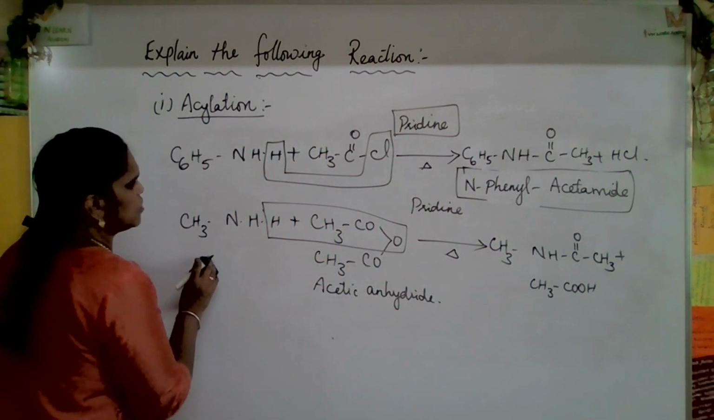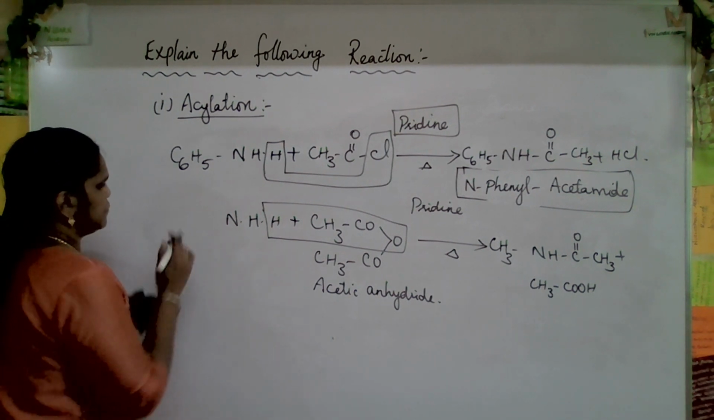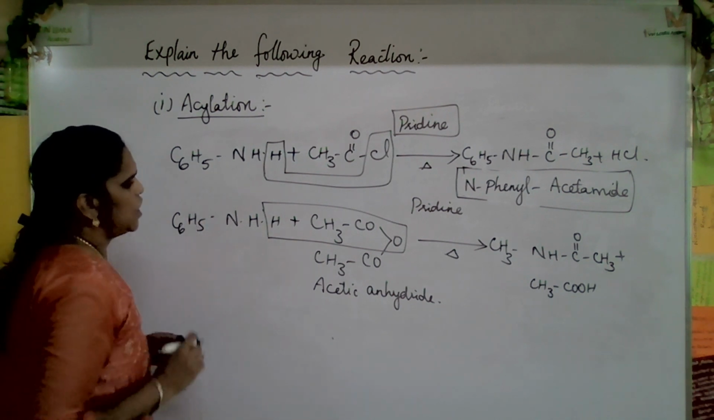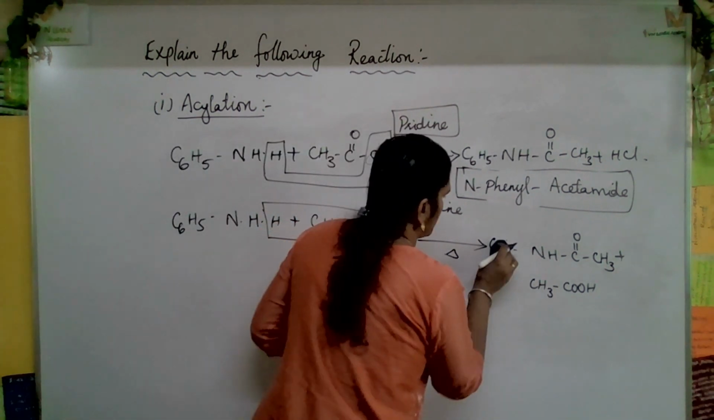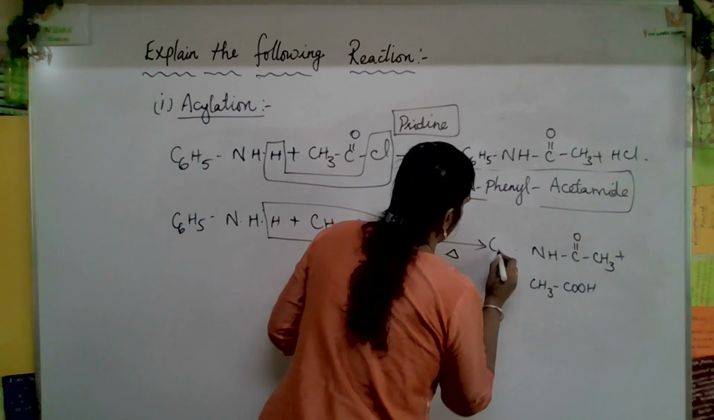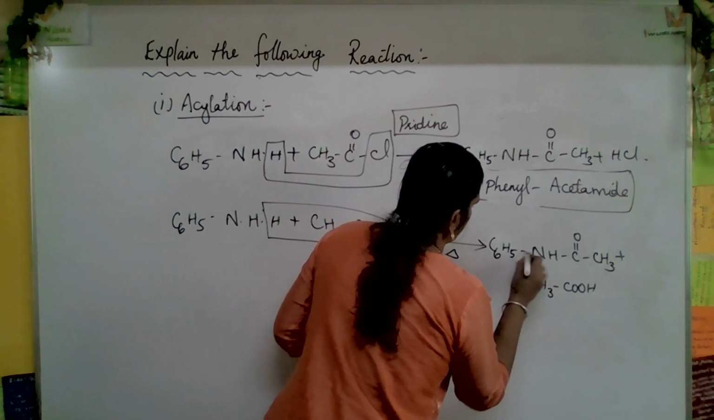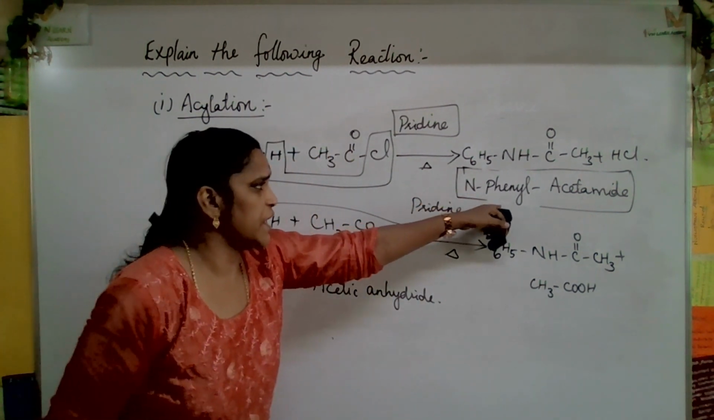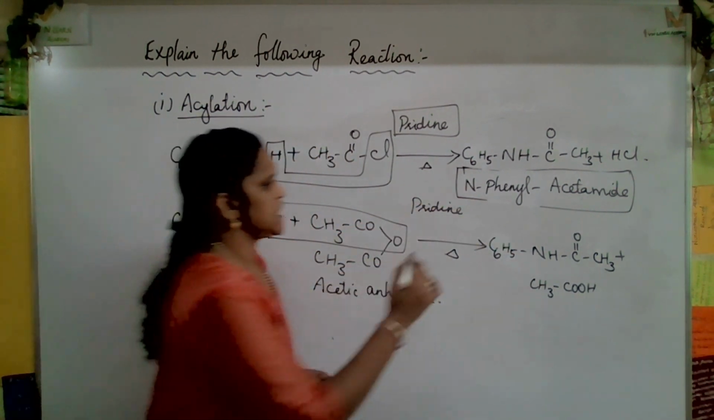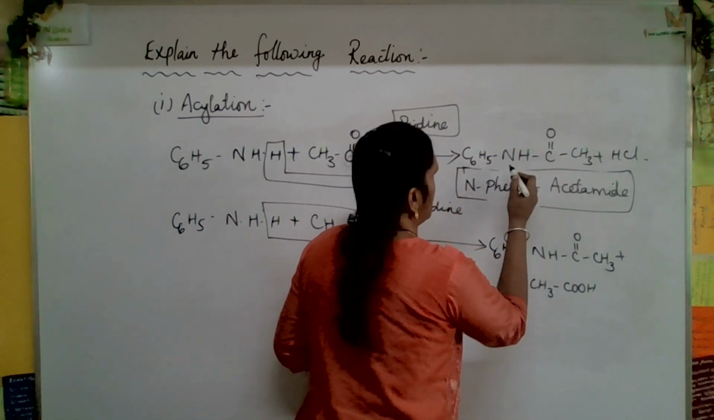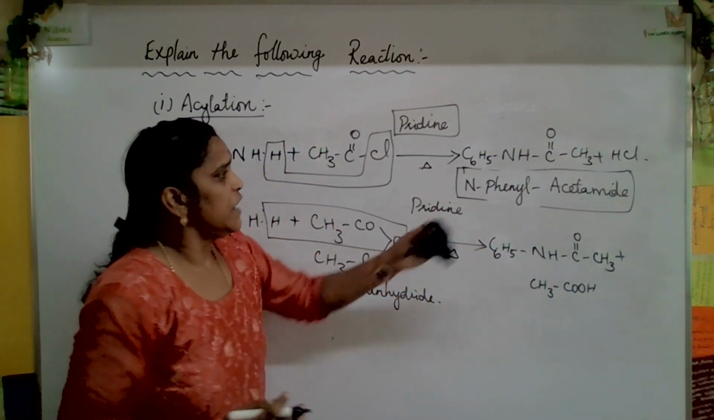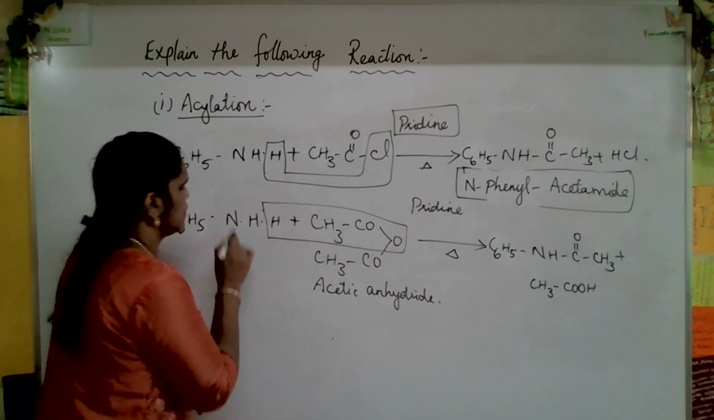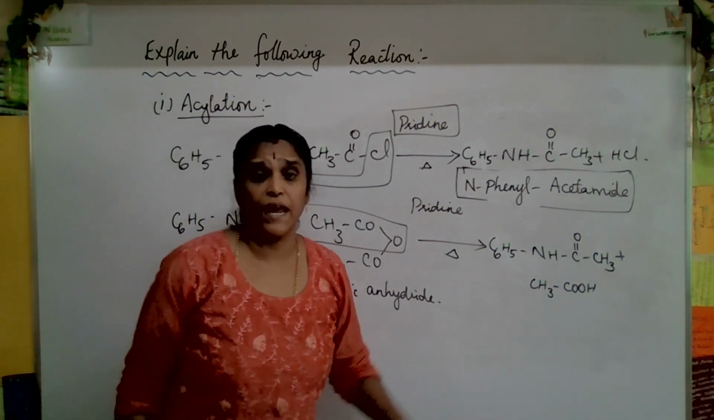The same way here also, instead of CH3 we are using C6H5. Now here also it is the same: N-phenyl acetamide, C6H5NHCOCH3. This is acetamide, CH3CONH, and it is combined with the phenyl group. So it is N-phenyl acetamide.